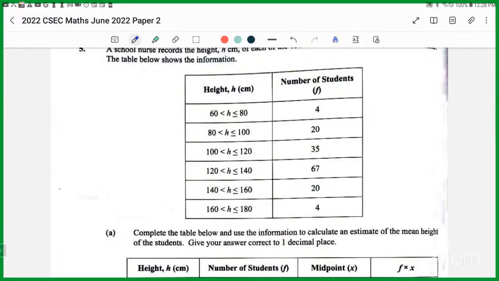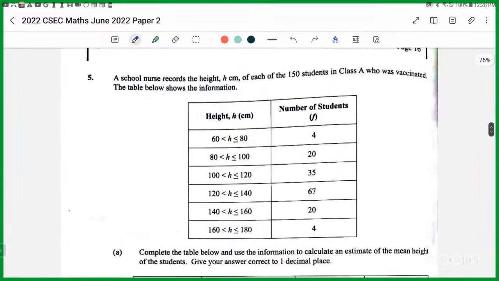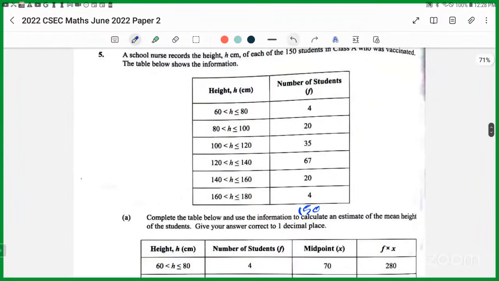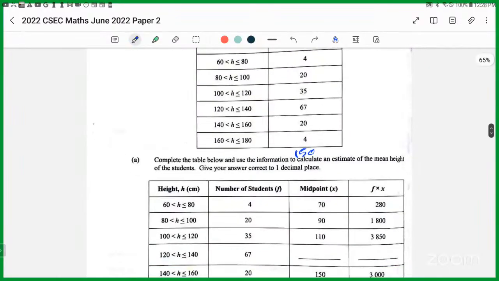All right, so there are 4 in this group and so on. So that's the frequency values over here. And this must add up to the total number of students, 150, if you add it up. I'm not going to bother testing it, but if you add these up, you're supposed to get 150. All right, let's continue. It says, complete the table below and use the information to calculate an estimate of the mean height of the students. Give your answer correct to 1 decimal place, please.